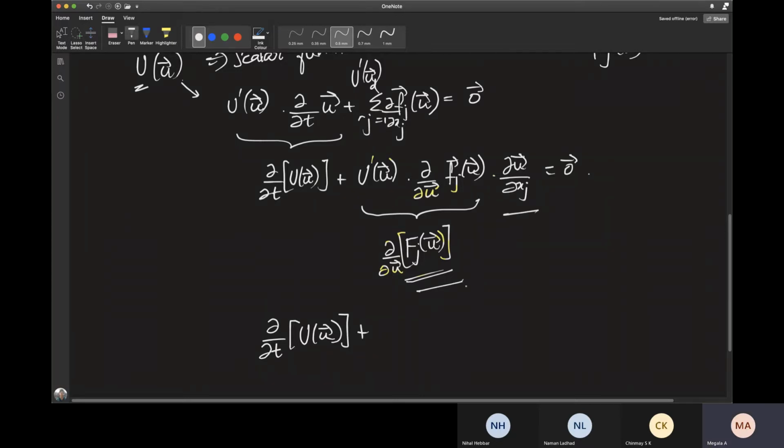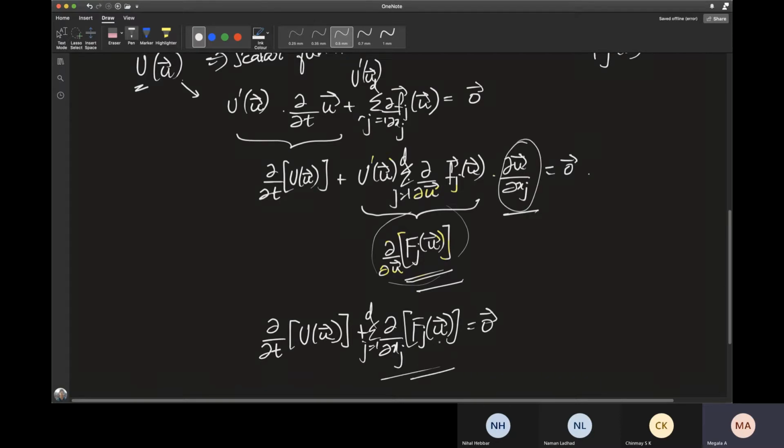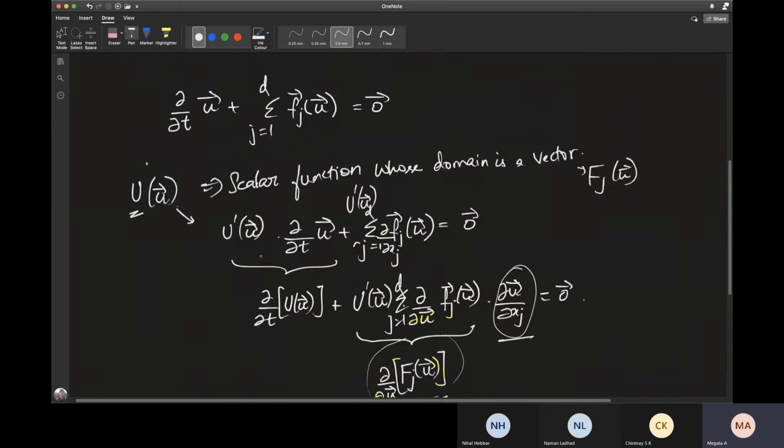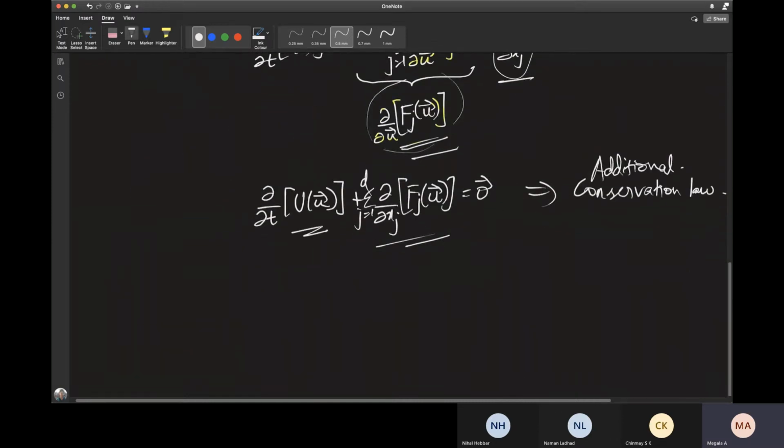Now this along with this can be written as this is dou by dou u vector of fj, this is dou u vector by dou xj, so this becomes dou by dou xj of fj of u vector. So now this looks like a conservation law, right? So we call it an additional conservation law. And in this case, if such a thing happens, then u is an entropy function.